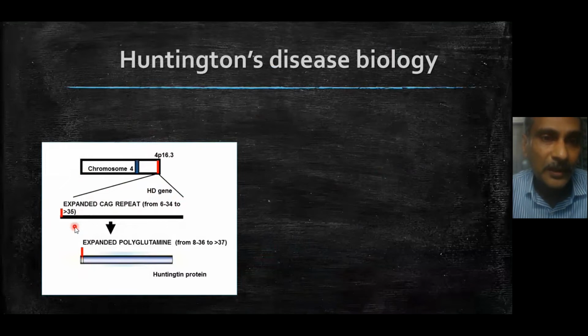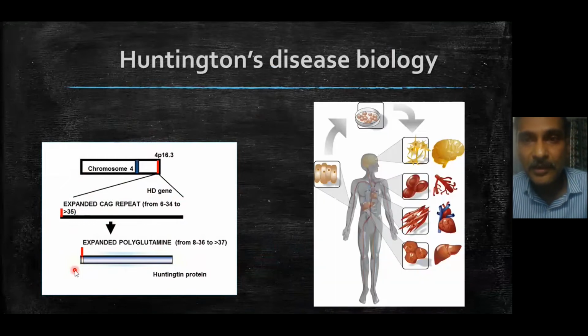Amongst the two alleles, if even one allele has a repeat size of 40 and above, they will have Huntington's disease. So basically, this expansion leads to the production of a protein which has an expanded polyglutamine tract in the N terminal of the protein, and this protein is called the mutant protein. The expression of this protein in humans is seen in almost all the tissues or cell types, but the highest expression is seen in the brain.